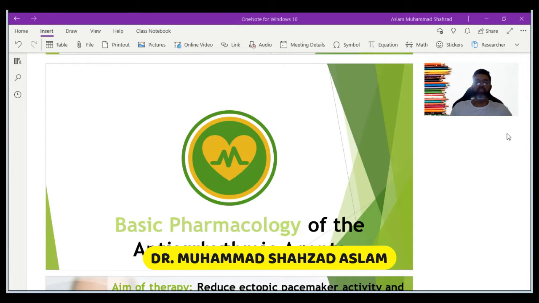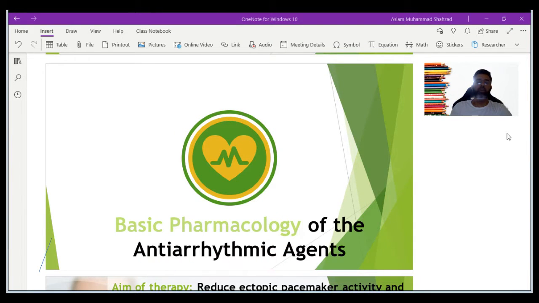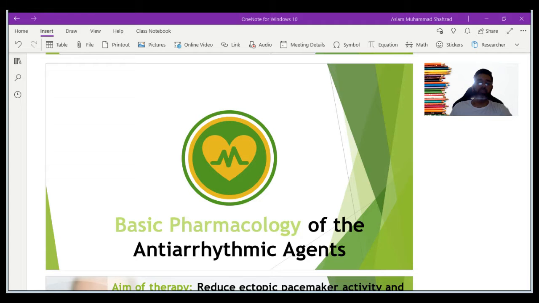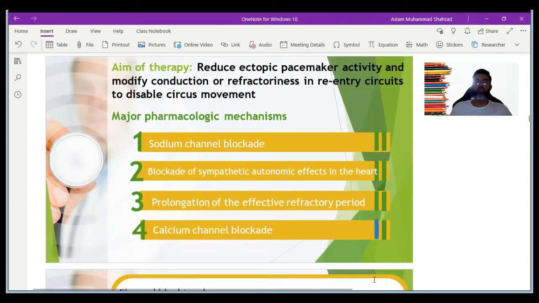Today we are going to discuss the basic pharmacology of the antiarrhythmic agents. The main function or responsibility of these drugs is to reduce ectopic pacemaker activity and modify conduction or refractory period in re-entry circuits to disable circus movement.